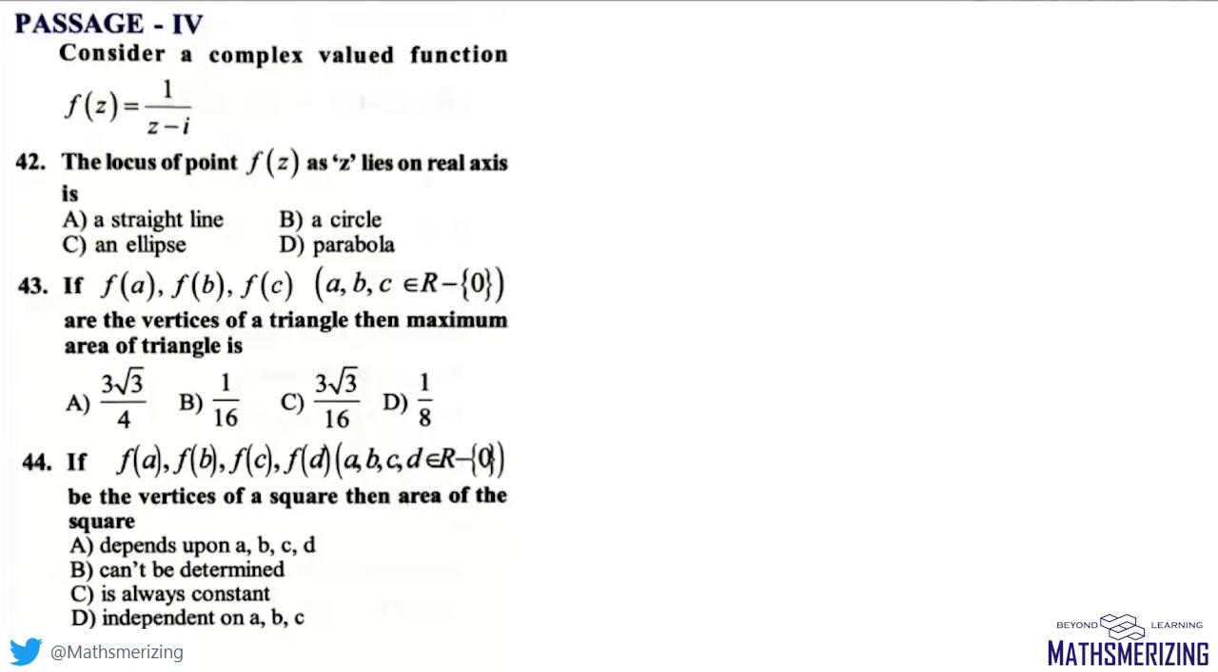Now here the question is, consider a complex valued function f(z), and it is given by 1 upon z minus i. It says the locus of point f(z) as z lies on the real axis is. Now if z is real, say z is x, then we can write f(z) as 1 upon x minus i, and this is equal to say u plus iv.